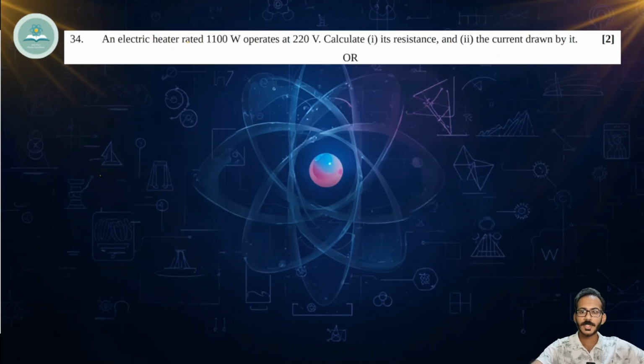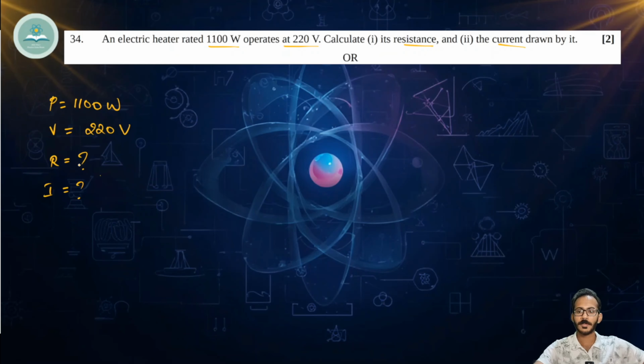An electric heater rated 1100 watt operates at 220 volt. Calculate its resistance and the current drawn. So first they have given the power. Power is equal to 1100 watt, and the potential difference is given as 220 volt. We have to calculate the resistance and we have to calculate the current.